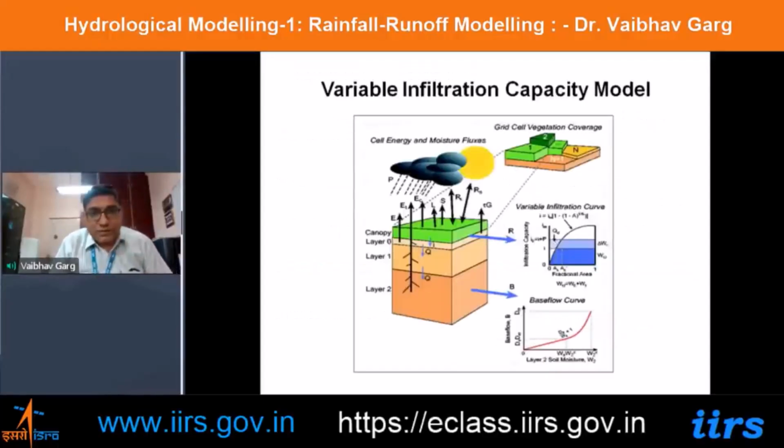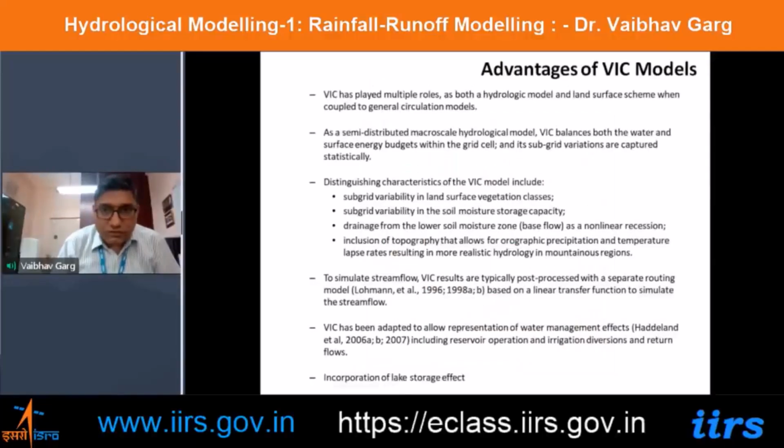Next, we have seen the empirical models. We have seen the conceptual model, that is the SCS curve number method. Now I will focus on the physically based hydrological model, that is the variable infiltration capacity model. So what are the advantages of the VIC model?